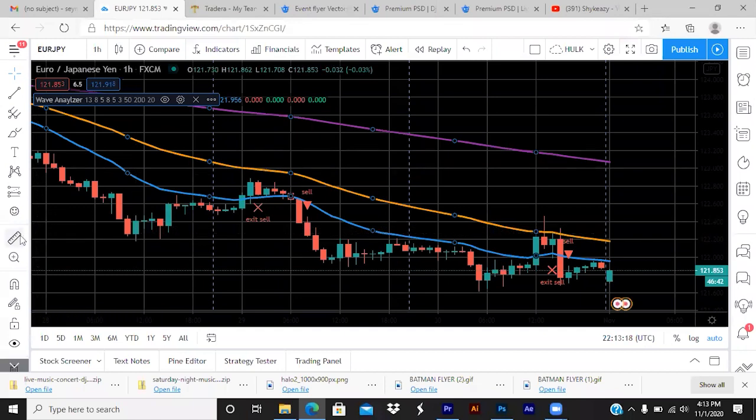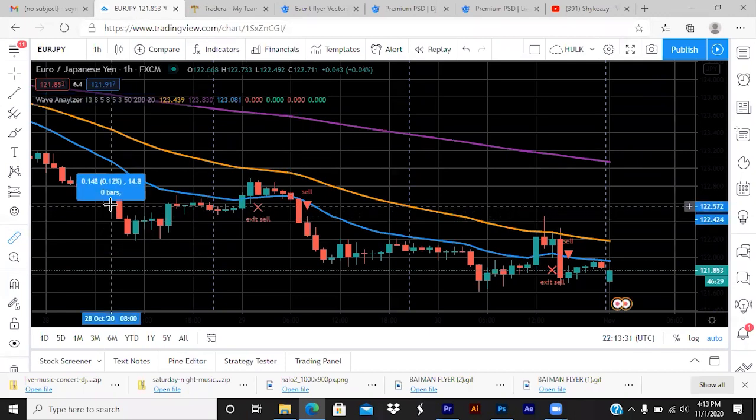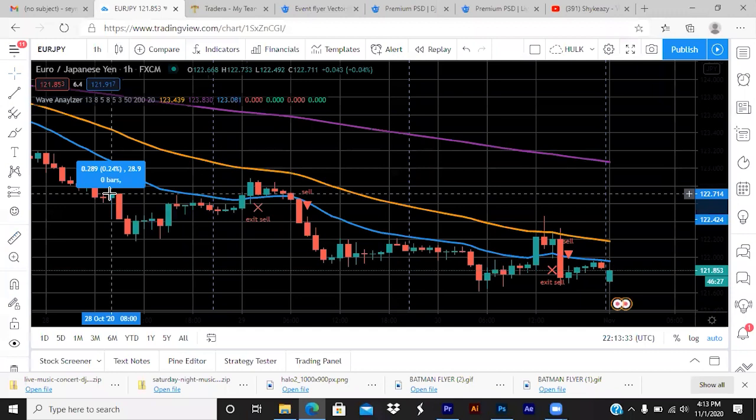Now if you want to measure how many pips a candle went, you'll click this ruler. Now you measure from either top or bottom, depending on if it's a sell or a buy. Sell candles close at the bottom, buy candles close at the top. So you can measure from the bottom all the way to the top, and now you'll see your pips over here. So 28 pips.